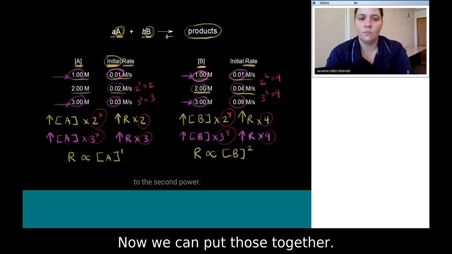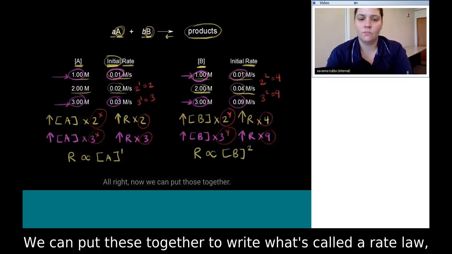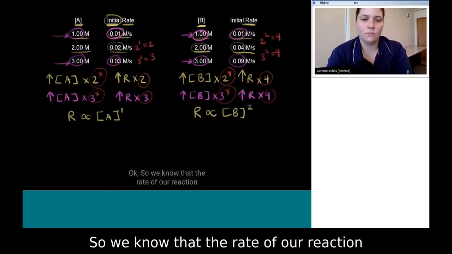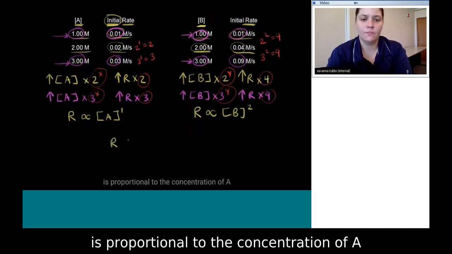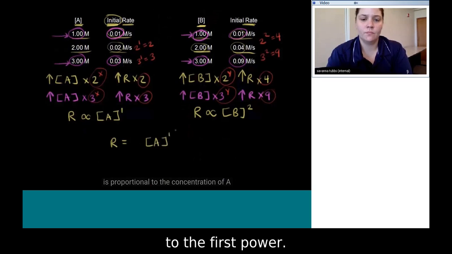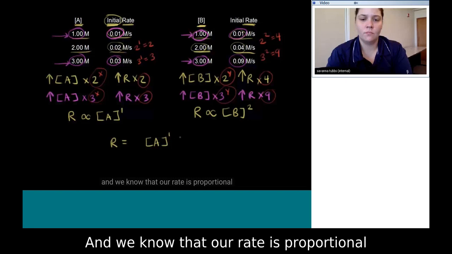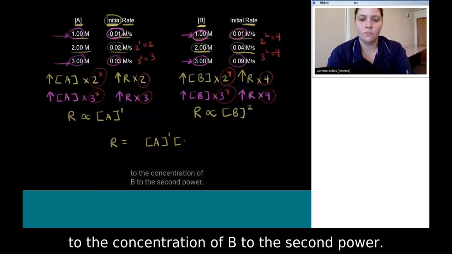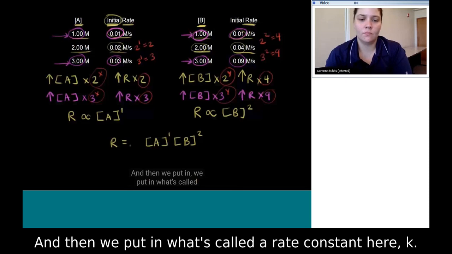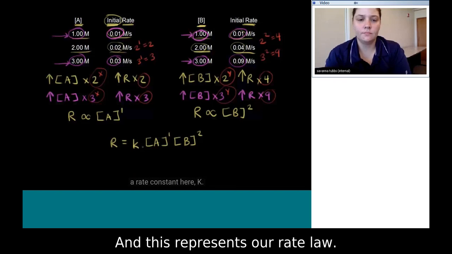All right, now we can put those together. We can put these together to write what's called a rate law. Okay, so we know that the rate of our reaction is proportional to the concentration of A to the first power, and we know that our rate is proportional to the concentration of B to the second power. And then we put in what's called a rate constant here, K, and this represents our rate law.